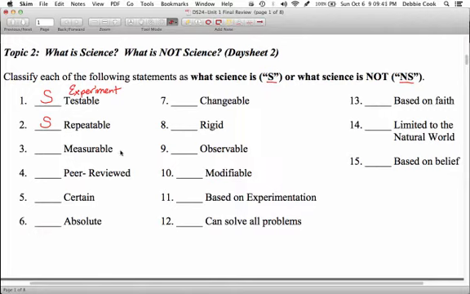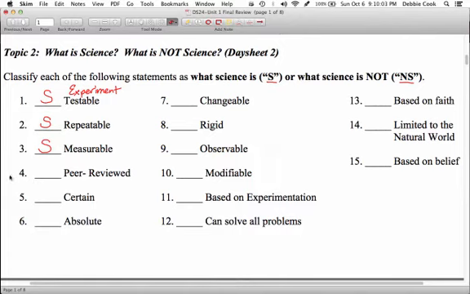For number 3, we're asking whether or not science is measurable. Well, if we think about laboratory, we know that we've used a ruler this year, we used beakers that have measurements along the side, and obviously we're taking a lot of data that requires measurement. So obviously science is definitely measurable. So we're going to say that science is measurable. Next thing is number 4.